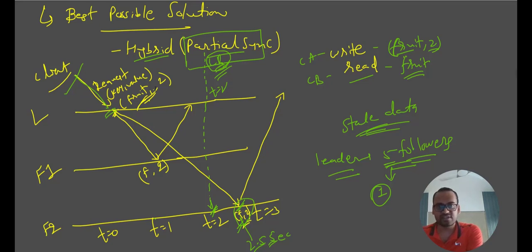So that's what this diagram depicts. This is called the partial sync mechanism. We have a few in-sync replicas here, not all or none of them. So that's it for single leader replication in this part 1.